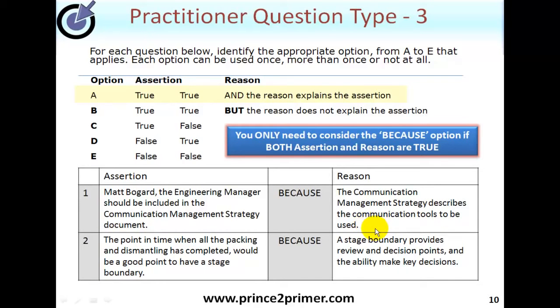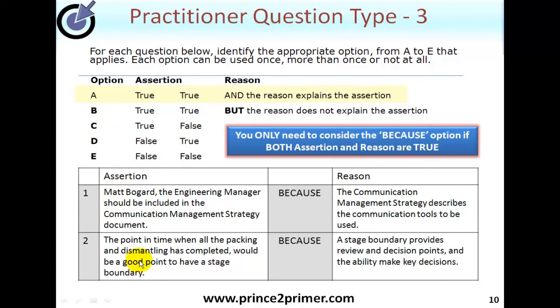So if this was a real question, I've got a T here and a T there, meaning you've got to consider, is this the main reason why this statement here is being made? And if you believe yes, then the answer for that is option A. If you believe they're both true, but this has no bearing on that, then it would be B. Just thinking about that, because the communication management strategy includes communication tools, is not a reason why you should include the engineering manager within that particular document. So this would score a B in this case.